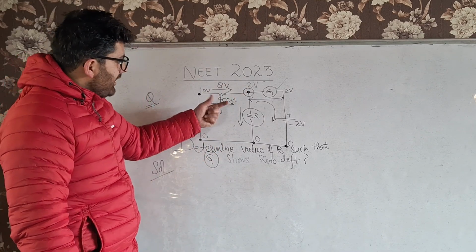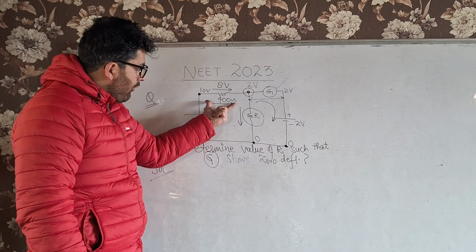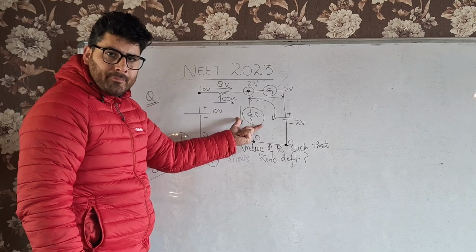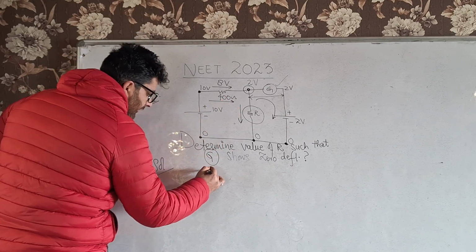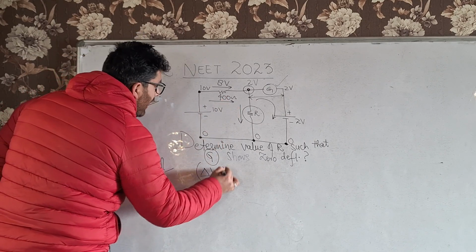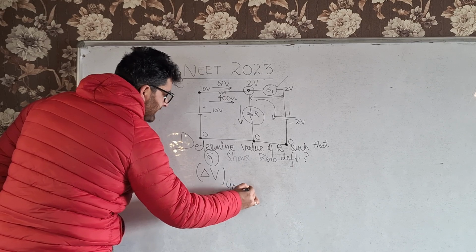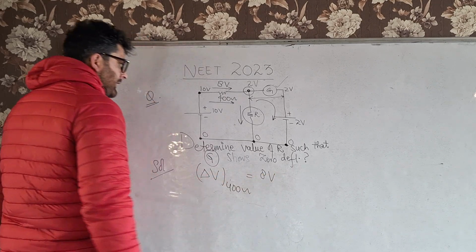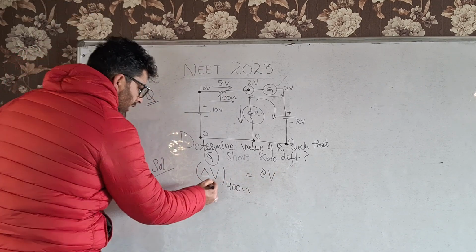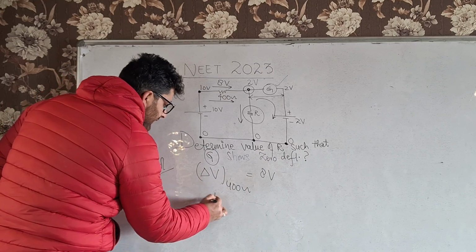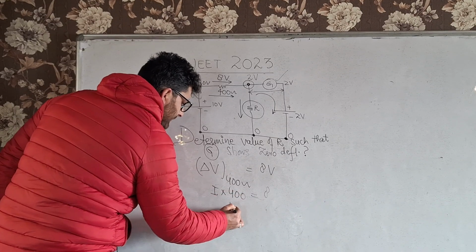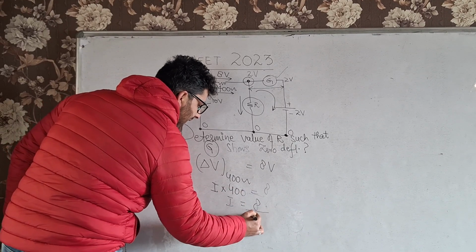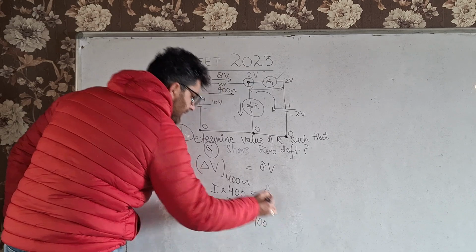So that means, 400 ohm and this R ohm will be in series. So the potential difference across the 400 ohm resistor will be 8 volt. So what should be the current? As we know from Ohm's law, current into resistance will be equal to 8 volt. What should be the value of current? This should be 8 by 400 ampere.